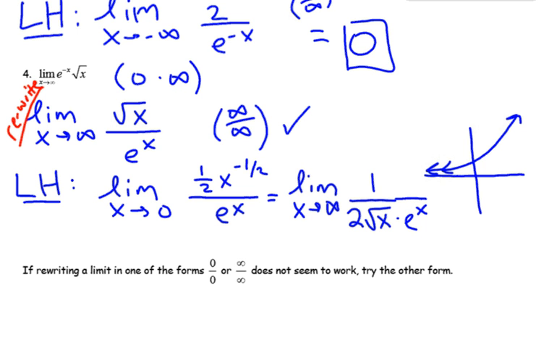Which now, if you plug in infinity, you would get 1 over 2 times infinity. So again, same as with example 3, you have a constant divided by the denominator approaching infinity. So my answer is 0.